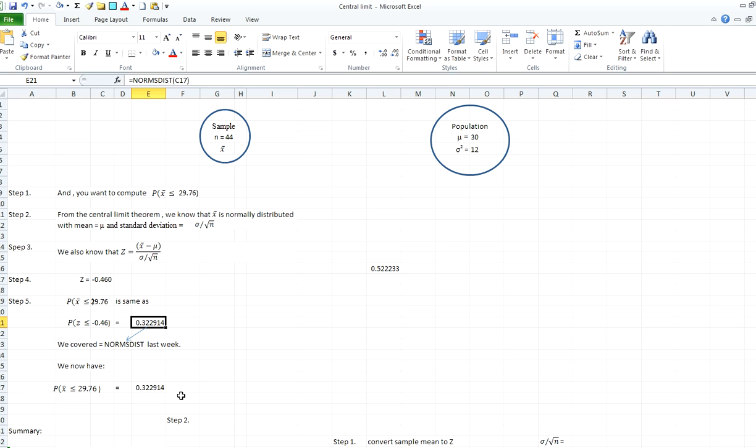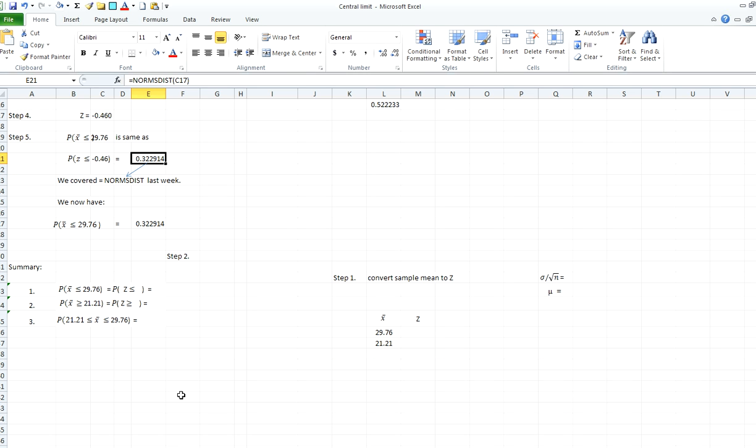In summary, you can apply the central limit theorem to answer three types of questions, basically. One type: x bar is less than some number. Another type: x bar is greater than some number. And the third type: x bar is in between two numbers. All of these three questions can be answered in a very simple way.